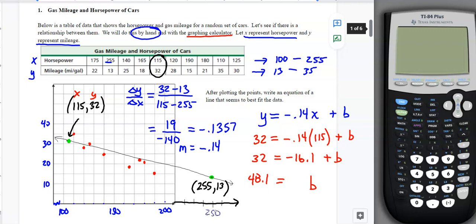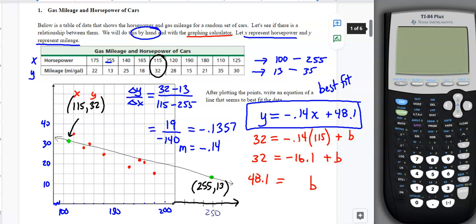I'm going to go back up here, and I'm going to get rid of my b, because I know what it is. It's 48.1. And I think I have a best fit line, at least just according to my eyeballs. And I kind of just picked two dots and just kind of drew a line through there. I don't know if it's the best one statistically, but at least it gives us an approximation of this.